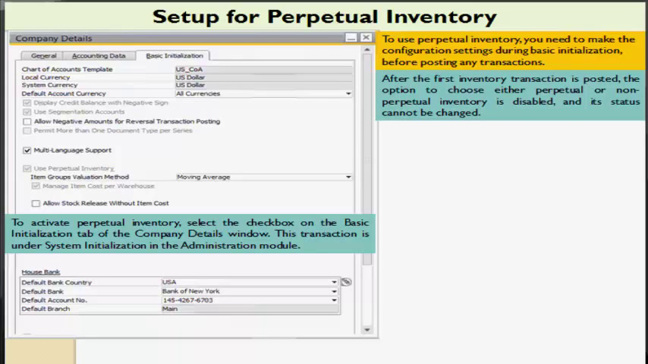You have the option to manage the item costs separately for each warehouse rather than setting an item cost at the company level. But once you have activated the perpetual inventory, each transaction that receives or issues inventory items is reflected in the inventory related GL accounts. After the first inventory transaction is posted, the option to choose either perpetual or non-perpetual inventory is disabled and its status cannot be changed anymore.